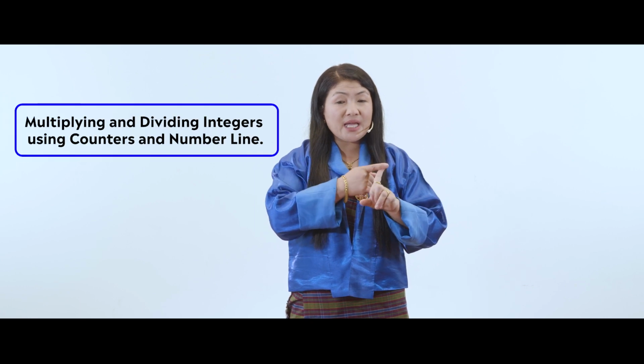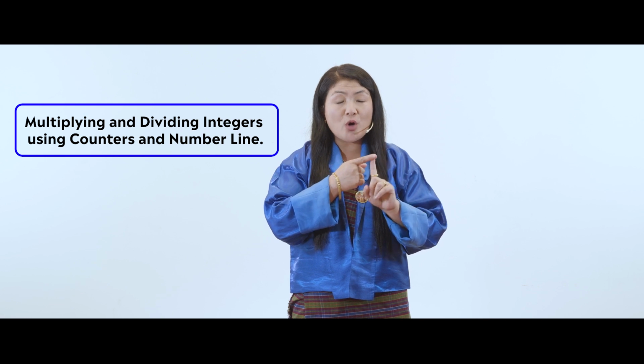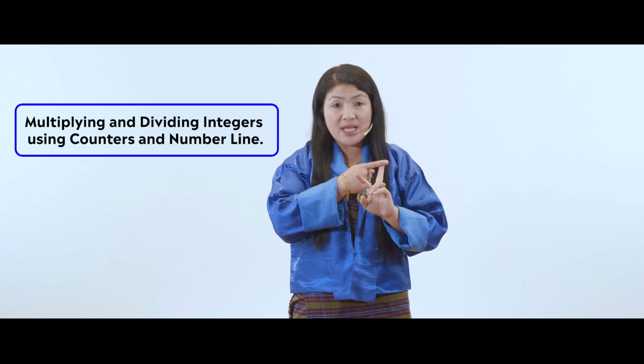So, let's recapitulate what we have learned today. We learned multiplying and division of integers. We used counter models and we used number line. We have solved a few questions without using models. Now I have a few questions here to check your understanding of today's lesson.